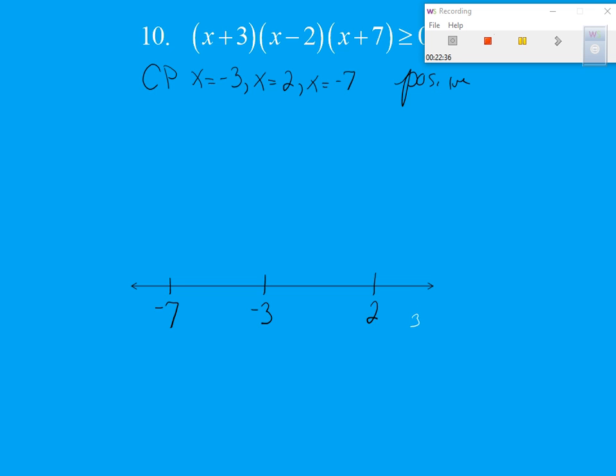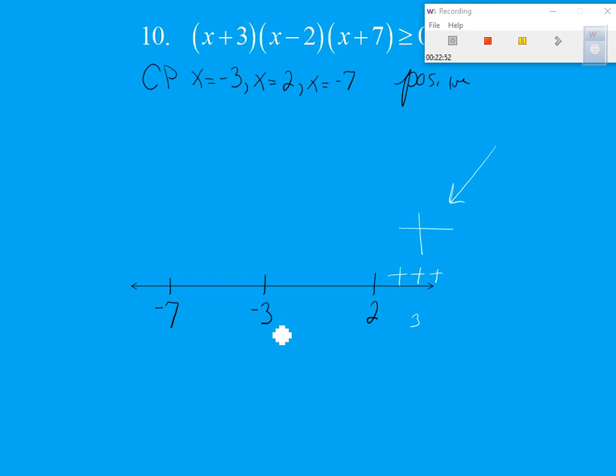3 plus 3 is positive. 3 minus 2 is positive. 3 plus 7 is positive. A positive times a positive times a positive is a positive. So this is one area that we want here in a minute. Don't assume negative, positive, negative. It is in this case, but not always, I promise you.